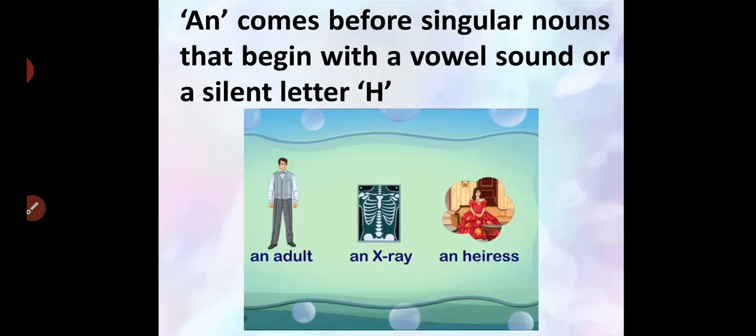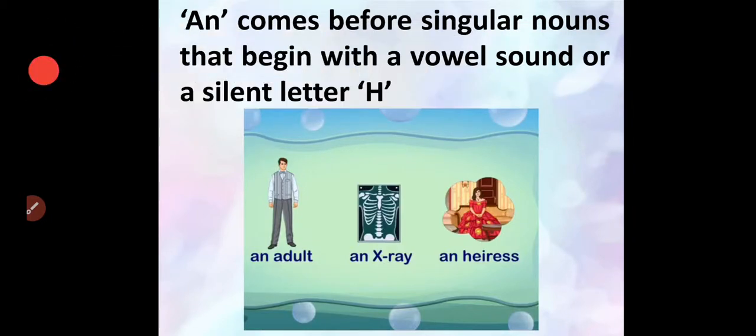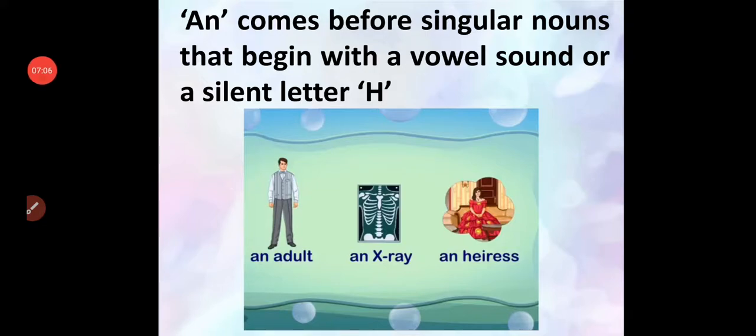For example, you see here an adult. In adult, the first letter is A, so before A we have to use an. The second example is an X-ray. You may be thinking X is not a vowel letter, but here X is pronounced as E. You know the sound, it sounds like E, and E is a vowel letter. That's why it is called an X-ray.